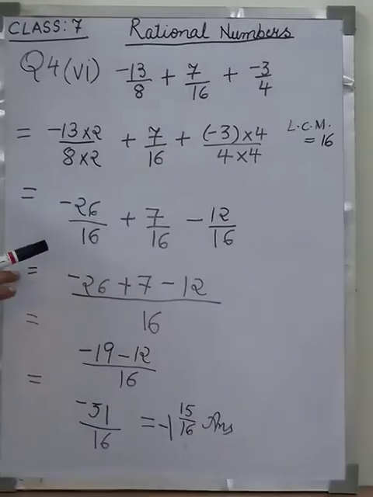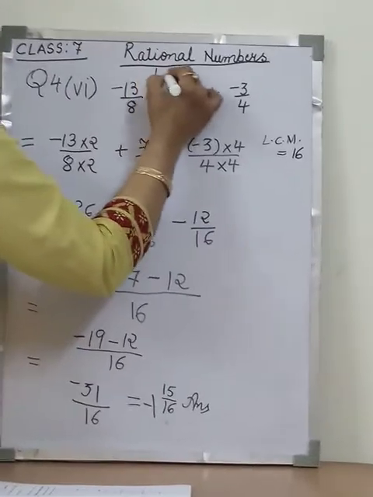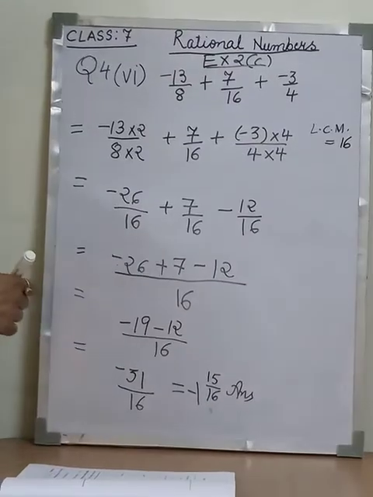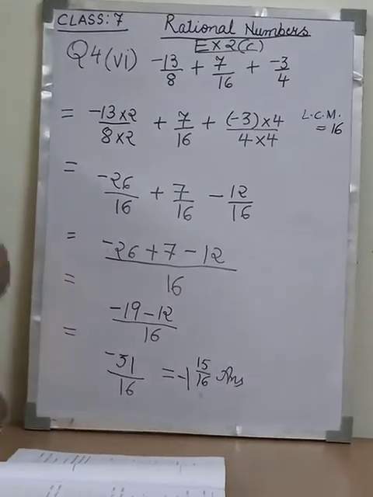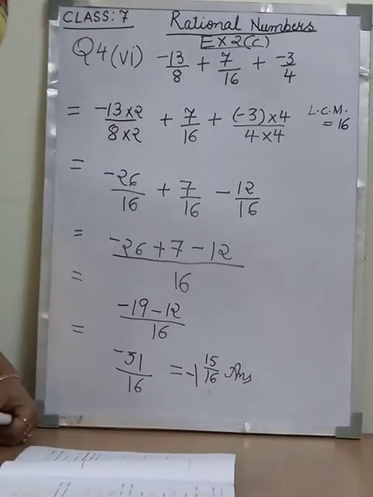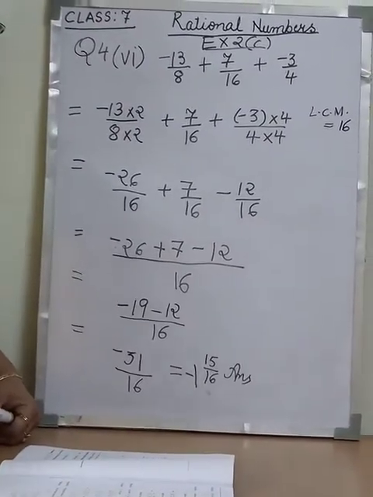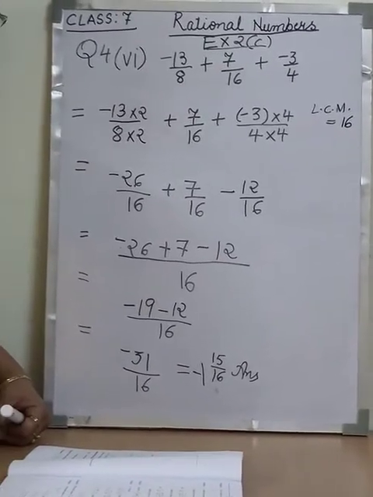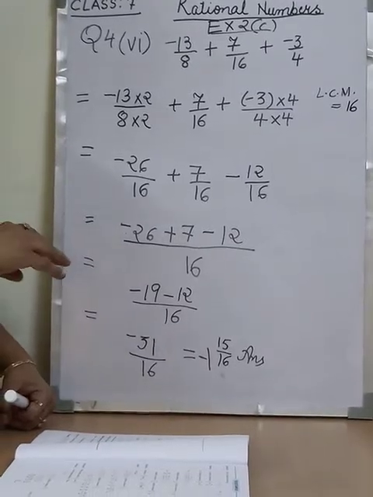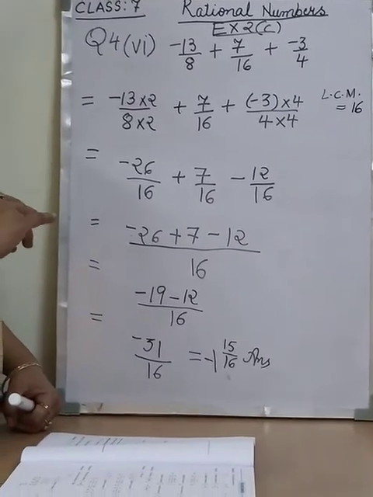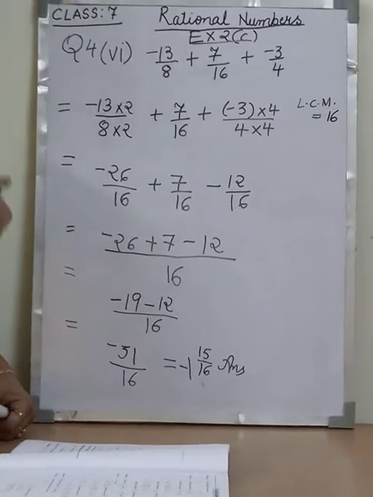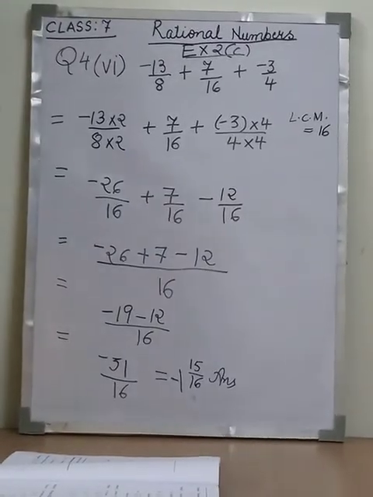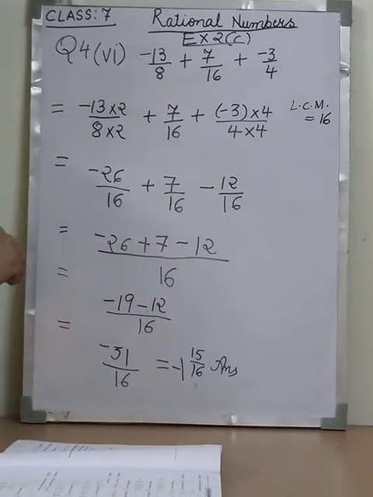So this way I have completed exercise 2C. You have to do all the questions, that is question number 1, 2, 3 and 4. Each question has 6 parts. So you are going to do the last 4 parts of each question. That means you skip first and second, you will do third, fourth, fifth, sixth. So you can skip the first 2 parts and do the remaining parts of question number 1, that is from third to sixth.